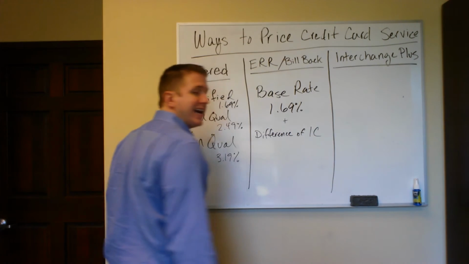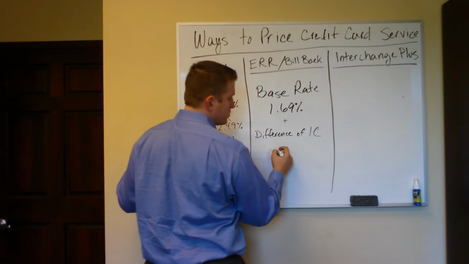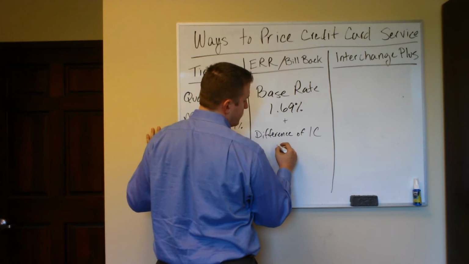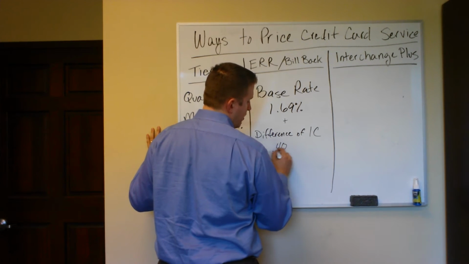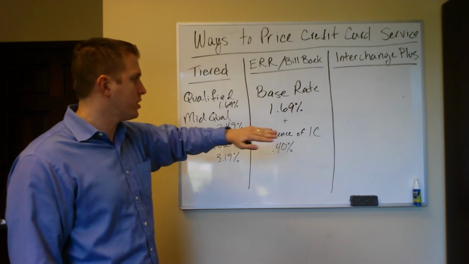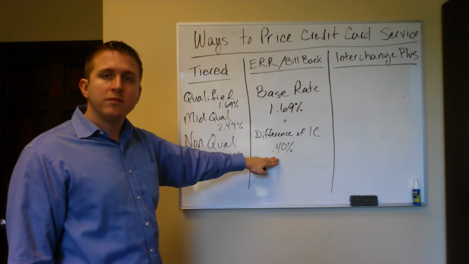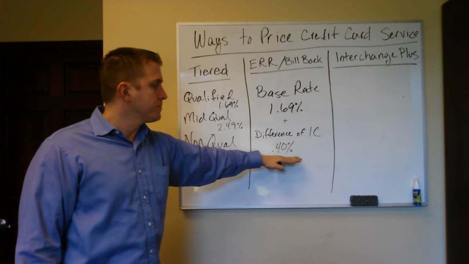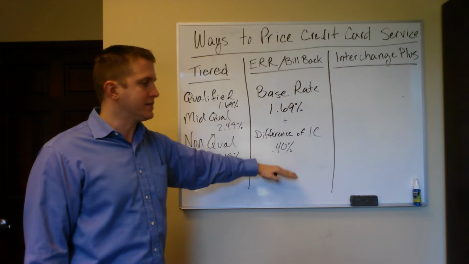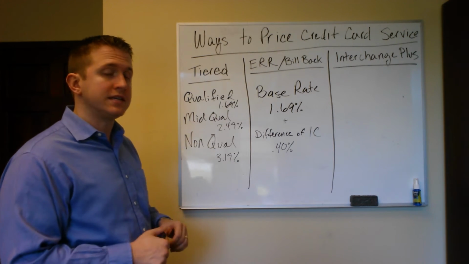We'll call it interchange, IC, and then a surcharge. A common surcharge will be, let's call it, 40 basis points or 0.4%. So what they'll do is say, okay, anything that comes in under 1.69, we're going to charge you a flat fee of 1.69. But anything that comes in over that, we're going to charge you the difference plus the surcharge for whatever that is. And that's where the processor would make their margin on that particular pricing type.